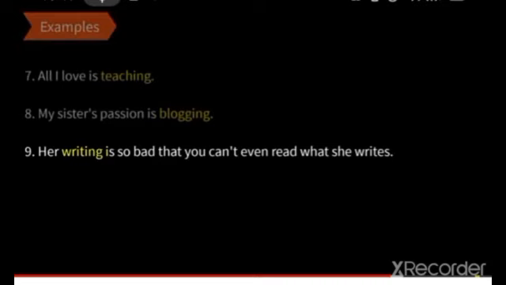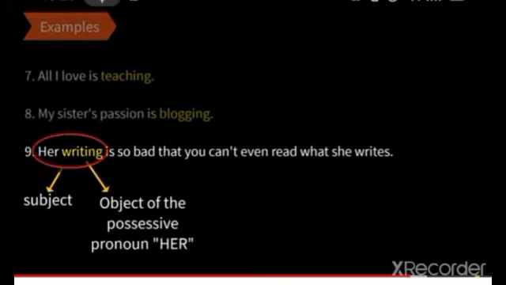Let's see how gerunds are working as object of possessive pronoun. Say this example: her writing is so bad that you can't even read what she writes. Oh my god. Here, first of all, underline the ing form of verb, which is writing. Is someone performing the action of doing something? Of course not. No one is performing the action of doing something. Then what is this? Yes, then what is writing here?